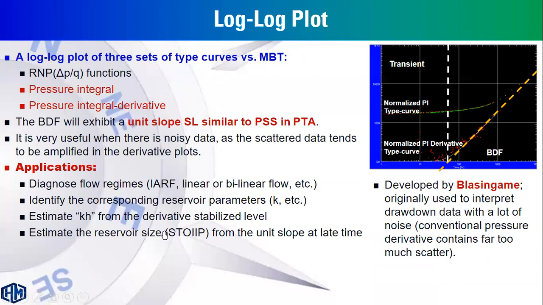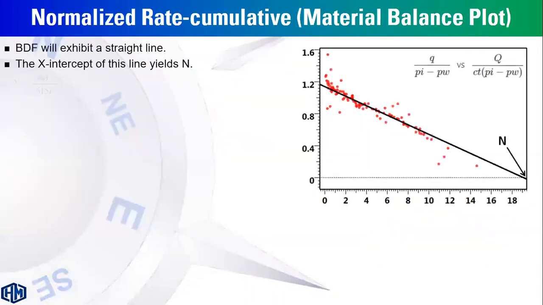The application of the log-log plot is to predict flow regimes and the corresponding reservoir properties, specifically reservoir permeability. And from this unit slope line, the boundary dominated flow, we can predict the reservoir size or hydrocarbon initially in place.